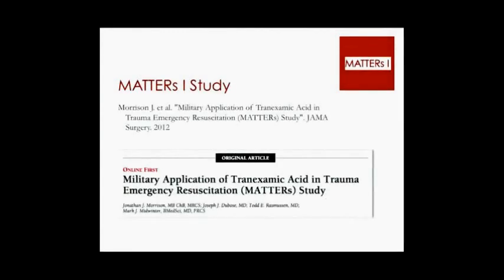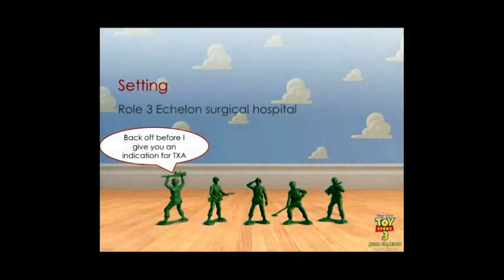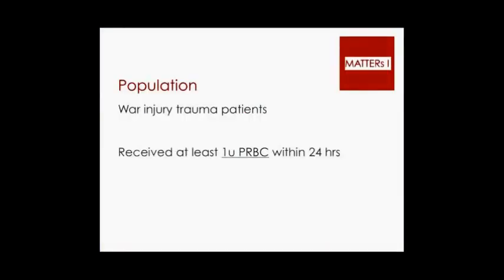A year later, the MATTERs 1 trial came out, and this was a study done by Morrison and colleagues called The Military Application of Tranexamic Acid in Trauma Emergency Resuscitation, published in JAMA Surgery in 2012. This was a retrospective observational study taking place in a Role 3 surgical hospital in southern Afghanistan, in Camp Bastion. So a very unique setting. They looked at war trauma patients that received at least 1 unit of packed cells in 24 hours. So all of their patients received blood.